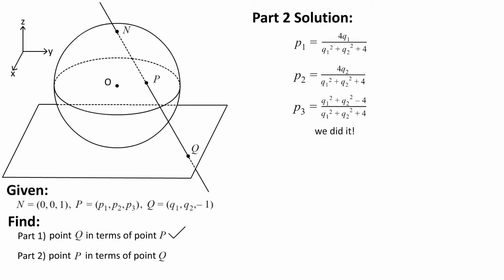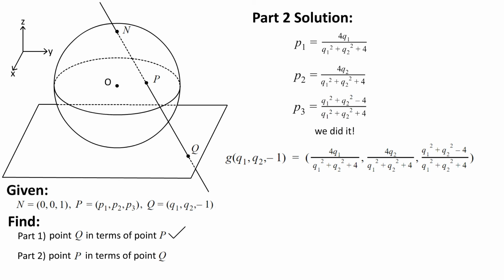So we've now done it. We've now solved for the unknown Cartesian coordinates of point P in terms of point Q. Therefore, we can finally write out our inverse stereographic projection function, g of q equals p. I'll now put a check mark next to what we needed to find in part 2 to indicate that it's been completed. And this now brings us toward the end of the video.